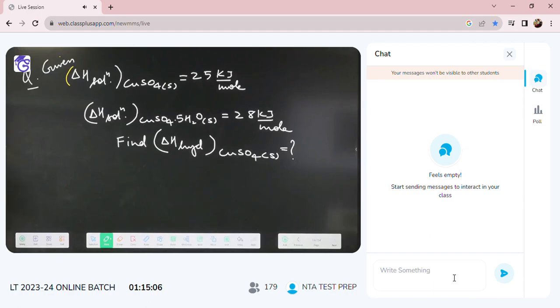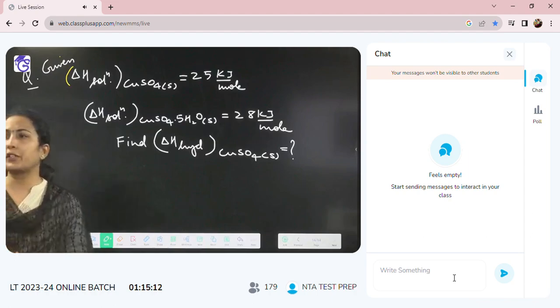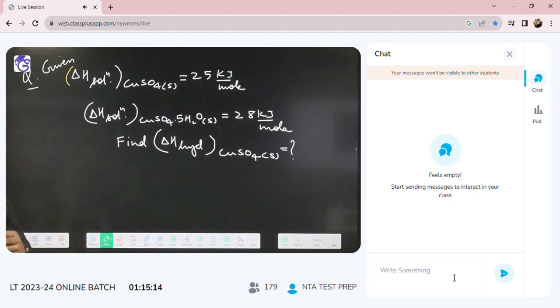Vishesh, is it +3 or -3? In thermochemistry, it is highly significant if you write it without sign there. Is it +3, -3?